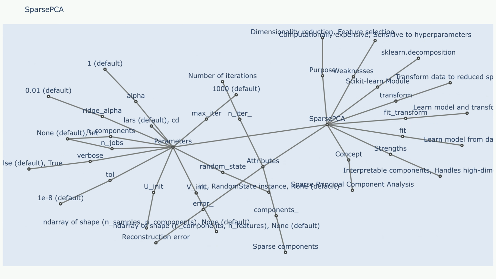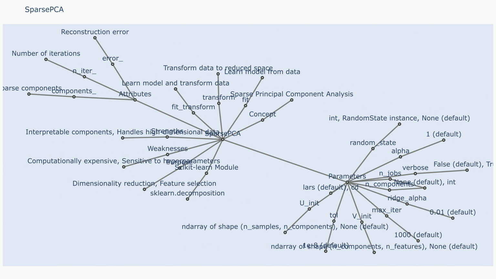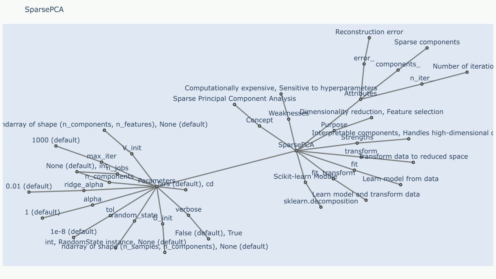3. Robustness to noise. Sparse PCA can be more robust to noise than traditional PCA because it relies on identifying a few key features instead of a linear combination of all features. 4. Handling high-dimensional data. Sparse PCA can effectively handle data with a large number of features due to its ability to reduce dimensionality while preserving important information.